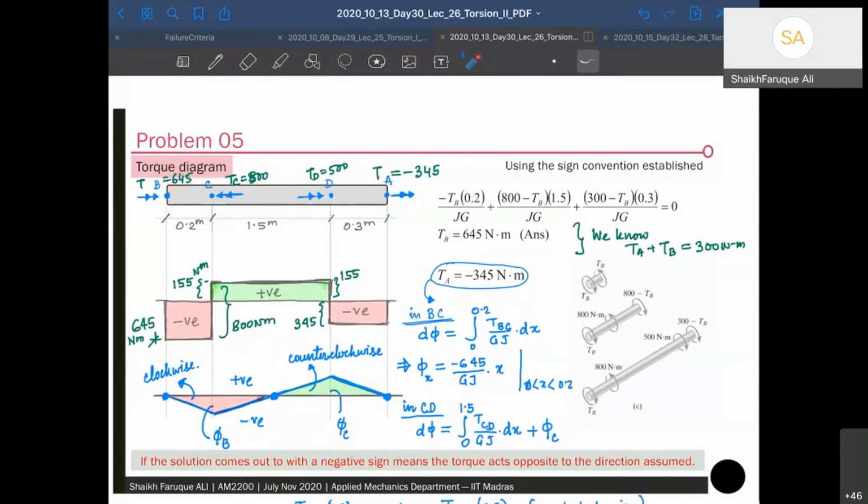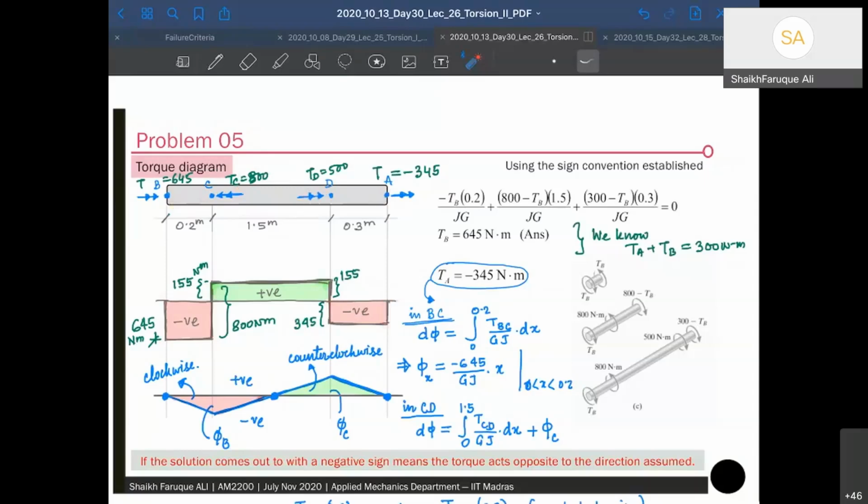So it goes 645 negative, and there is no load in between, so it goes straight here. From here, there is a positive 800, so it has to go up by 800. So this is 645, that is 155 extra to make it 800. Then there is no torque acting here, so it goes straight. And then finally at D, there is a torque of 500 and that's negative, so it's going to come down 500. So 155 here, so 345 on this side. Then again, there is no torque, so it goes straight. And then there is a negative 345, so it goes up here and comes to 0. Okay.